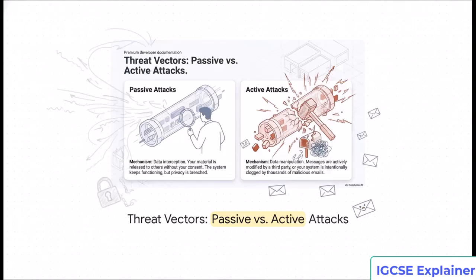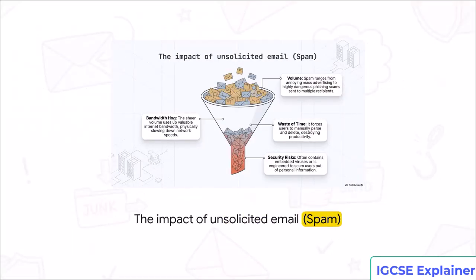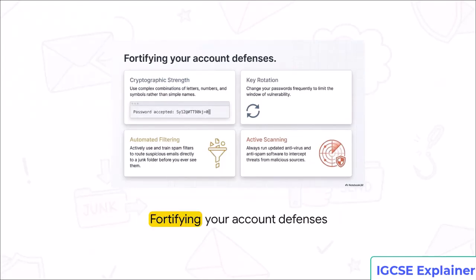And speaking of clogging your system, spam. Spam isn't just some minor annoyance cluttering up your morning routine. It is a massive systemic drain. It hogs valuable internet bandwidth, which physically slows down network speeds. It forces users to waste time manually parsing and deleting messages. And most dangerously, it carries severe security risks, ranging from embedded viruses to highly sophisticated phishing scams, engineered specifically to steal your personal information.